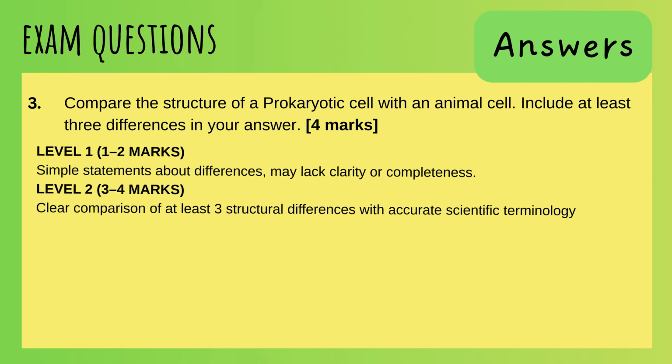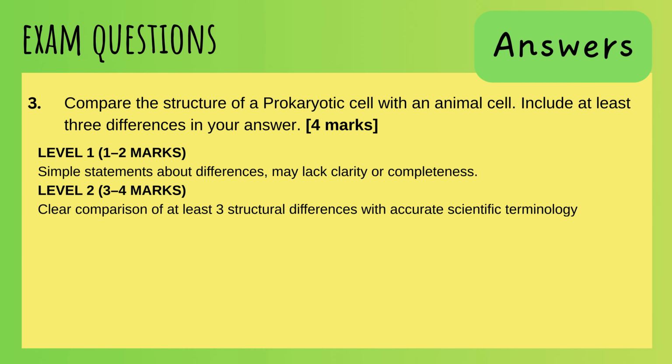Question 3. Compare the structure of a prokaryotic cell with an animal cell. Include at least 3 differences in your answers. Now here we have a bracket. Level 1, which only really is applicable for simple statements that lacks clarity. And level 2, where you can get the most marks, and that is for clear comparison of the structural differences.